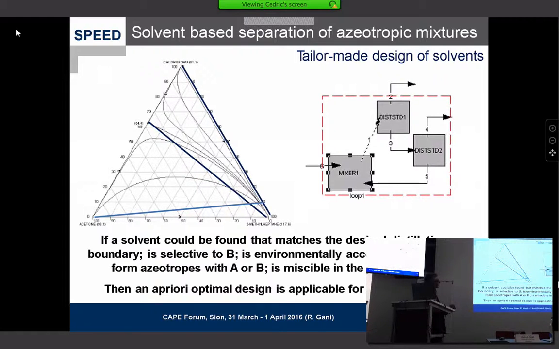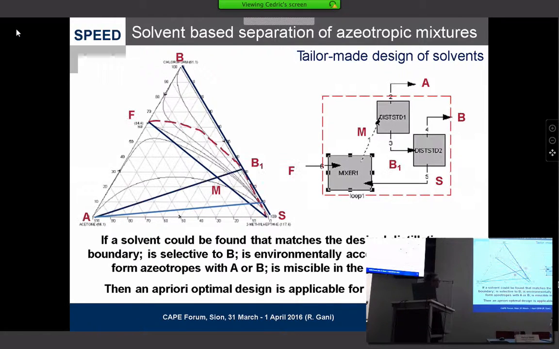The point of intersection gives us the amount of solvent. Then one could ask, is this a good solvent? The amount of solvent required is quite high. If the solvent required is high, it will require more energy in the second column. And also the heat of vaporization of the solvent will influence how much energy is needed here. So could we reduce the amount of solvent and find a better solvent?